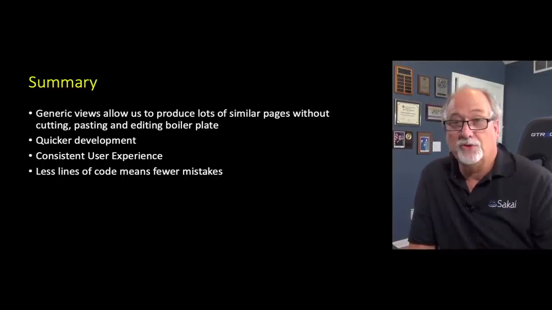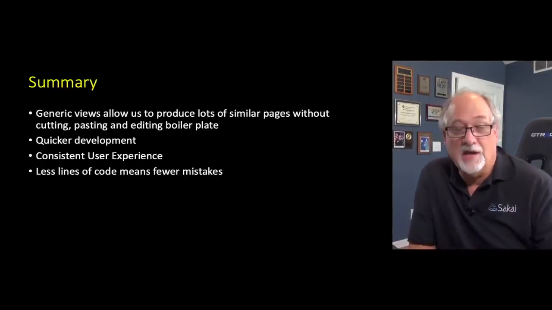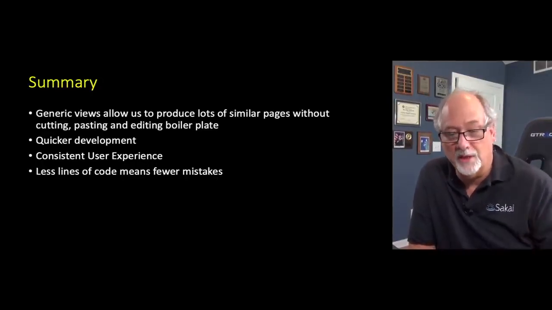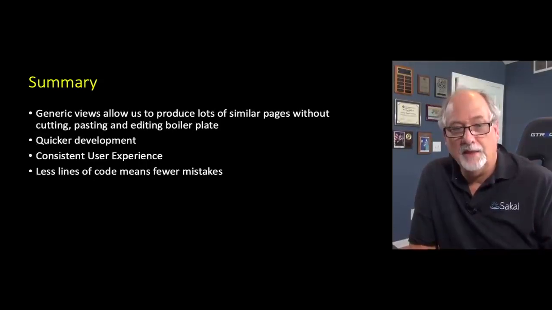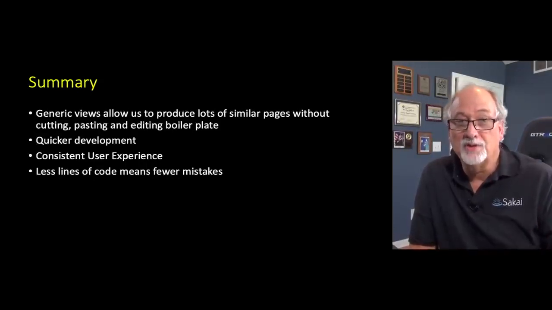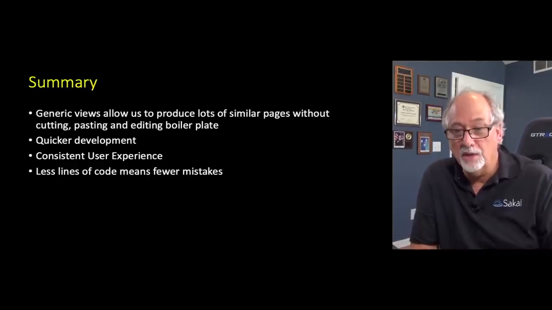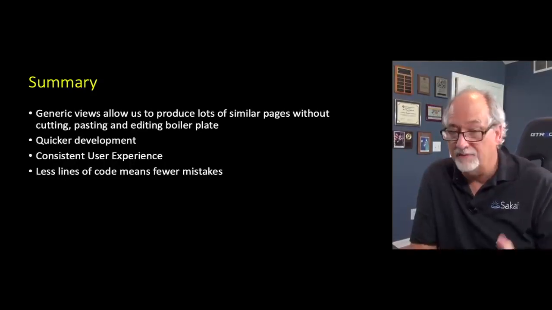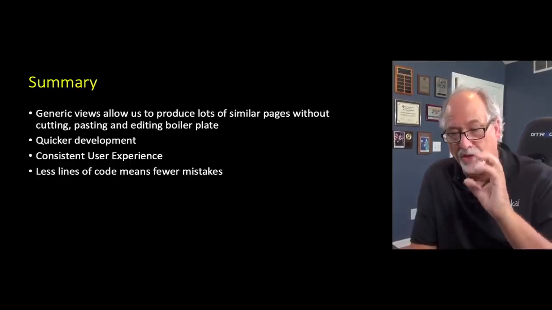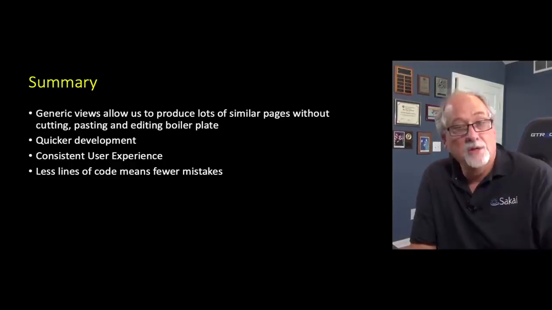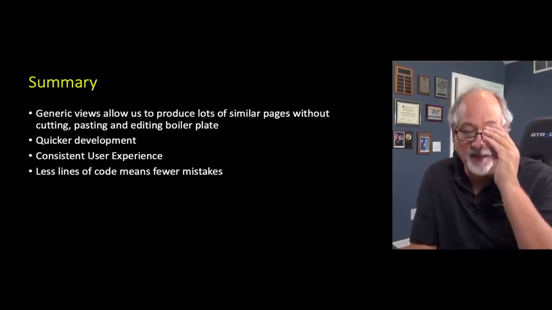So generic views are excellent. They allow us to produce lots of similar pages without repeating ourselves. They keep your code consistent. Repeating yourself, doing the same thing over and over, even if it seems quick to cut, paste, change, cut, paste, change, cut, paste, change. If you really want to build reliable code, code that's thousands and thousands of lines with hundreds of features, you don't want to be pasting the same thing over and over. And so less lines of code means fewer mistakes.